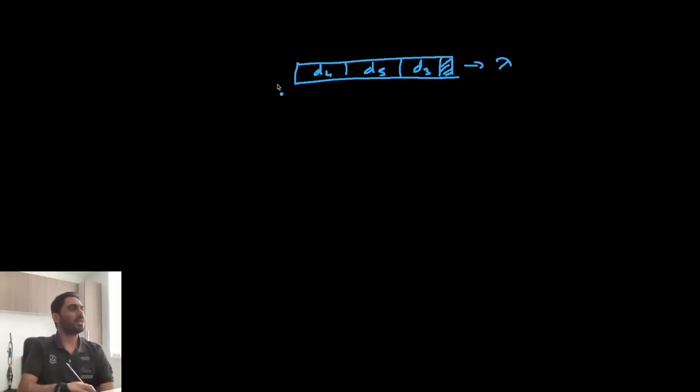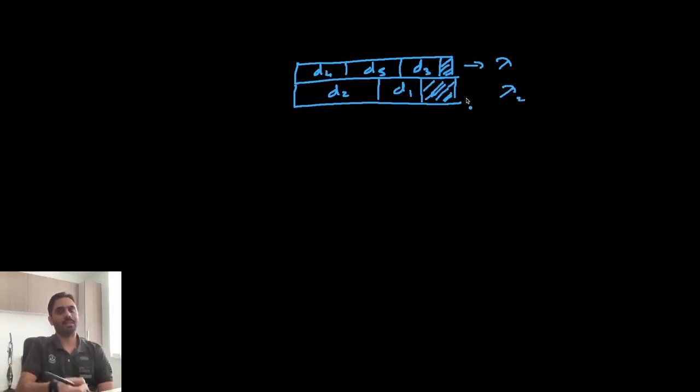Okay, so we can basically look at different patterns as well, right? So this is one pattern. There can be another pattern, something like, let's say D2, which is a lot bigger, and D1, which is like this, and then this part is empty. So this is also another valid pattern, and I will have a different variable, let's say lambda2, for that, and so on and so forth.